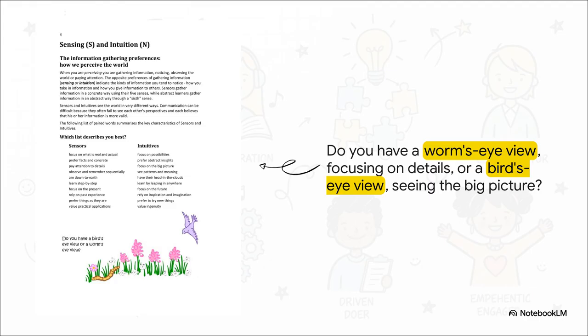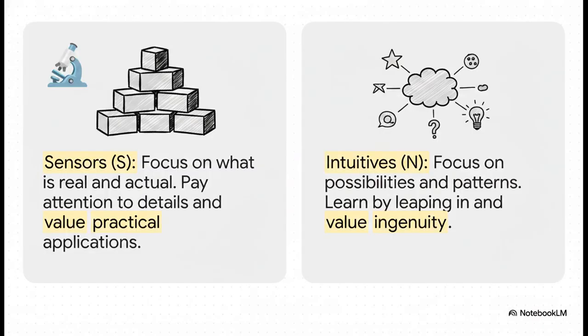The sensor has a worm's eye view. They're grounded right there in the concrete details of the present. But the intuitive, they've got a bird's eye view, soaring high above to see the big picture, the overall patterns, and what could happen next. So what this means is that sensors tend to build their understanding from the ground up, one fact at a time. They're all about the details. Intuitives, though, they often start with that big picture concept and then fill in the details later.